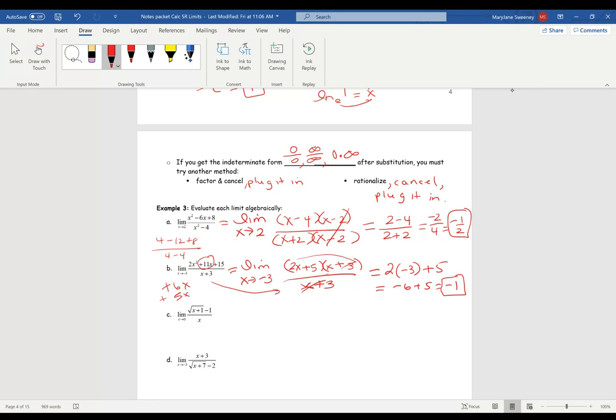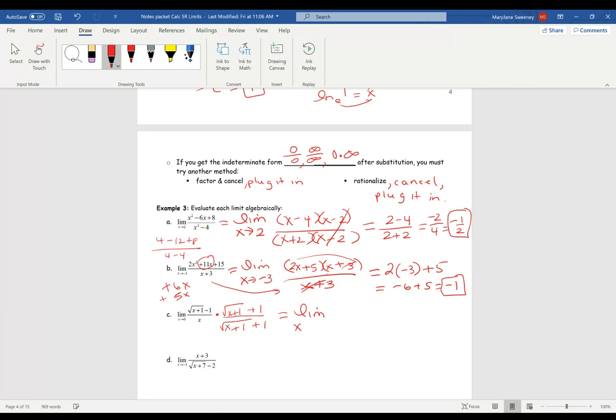Okay, now the next one, if I plug in, I'm going to get radical 1. Square root of 1 is 1. 1 minus 1, 0 over 0. So that's the indeterminate form. So since I get the indeterminate form, what I have to do is multiply top and bottom by the conjugate of that radical.